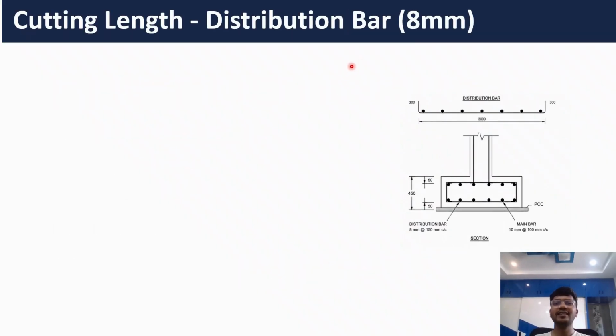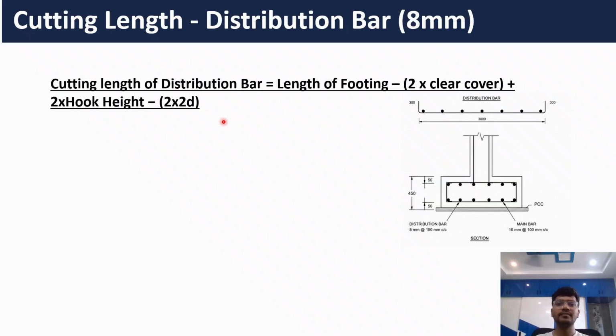Now let's calculate the cutting length of distribution bar. The diameter of distribution bar is 8 mm. The formula for calculating cutting length of distribution bar is length of the footing minus 2 times clear cover plus 2 times hook height minus 2 times bend deduction. The only component which has changed here is length of the footing instead of width of the footing, because distribution bars are placed along the length of the footing.